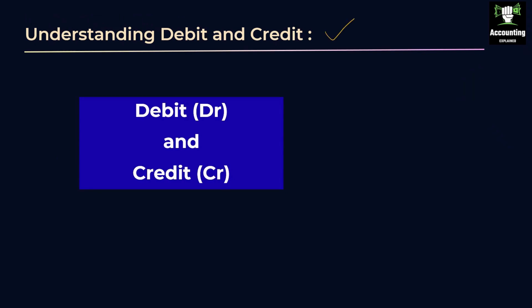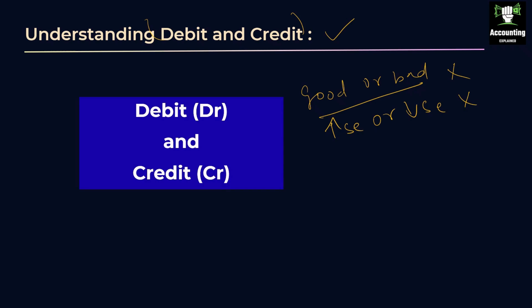Understanding debit and credit. Let us be very clear from the start. In accounting, debit and credit do not mean good or bad. And they certainly do not mean increase or decrease. Think of them as the left hand and the right hand of accounting. They are the two equal and opposite forces that ensure our accounting equation always remains in balance.